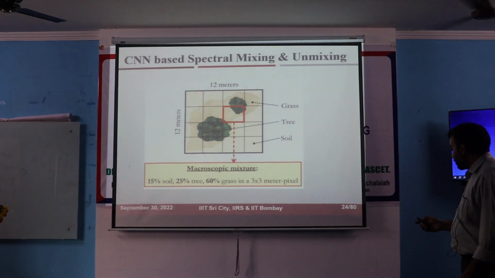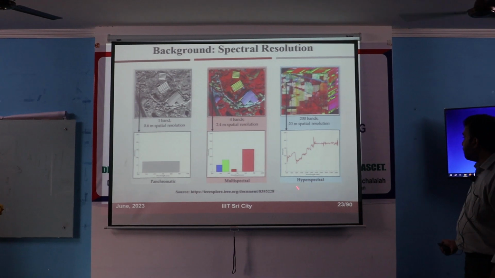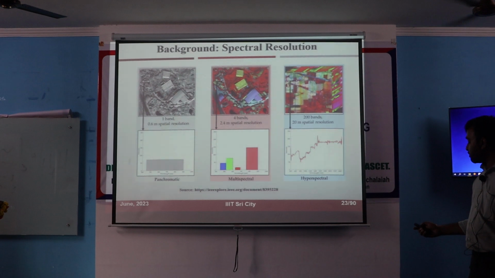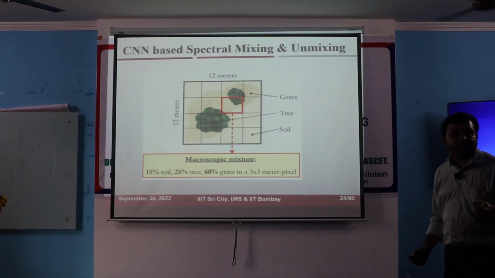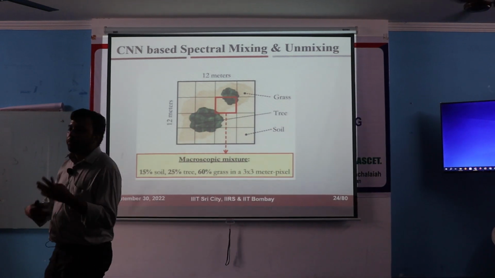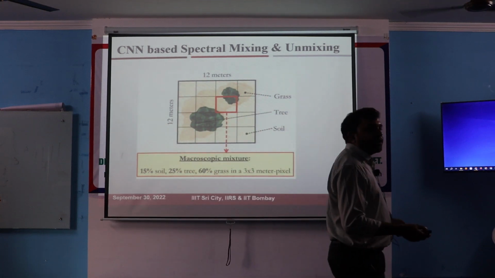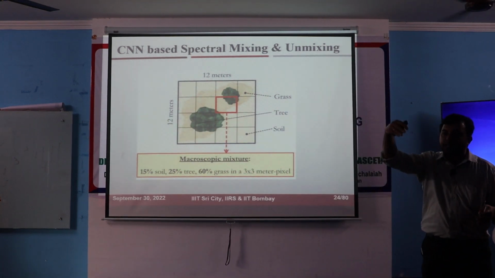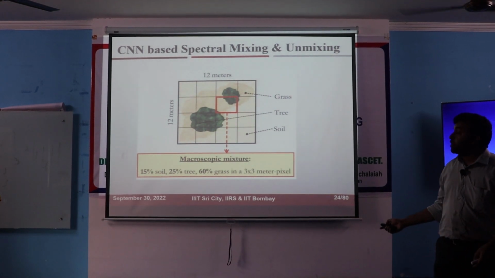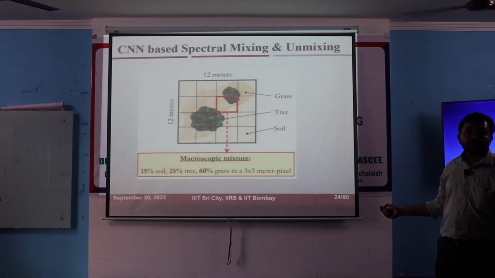So that means here we have seen the spectra. You will get one spectra which is called a mixed spectra. It's not a pure spectra, it will be a mixed spectra of both soil and vegetation. So this problem is called the spectral mixing problem. When you have coarse spatial resolution, I told you when you want high spectral resolution, your spatial resolution will be coarse. So you will have this type of mixing, which is called spectral mixing.